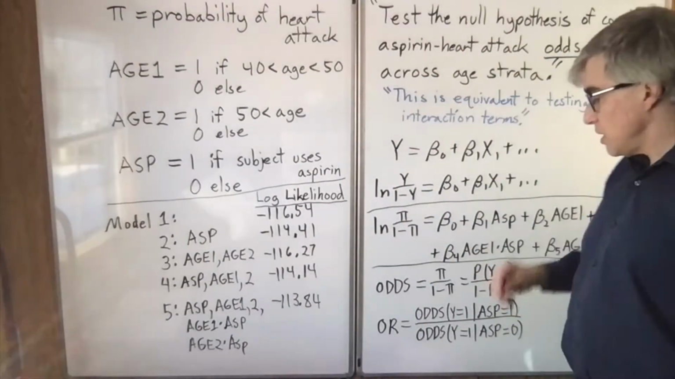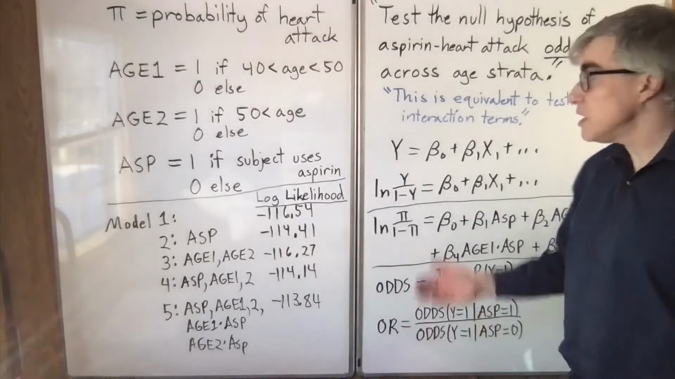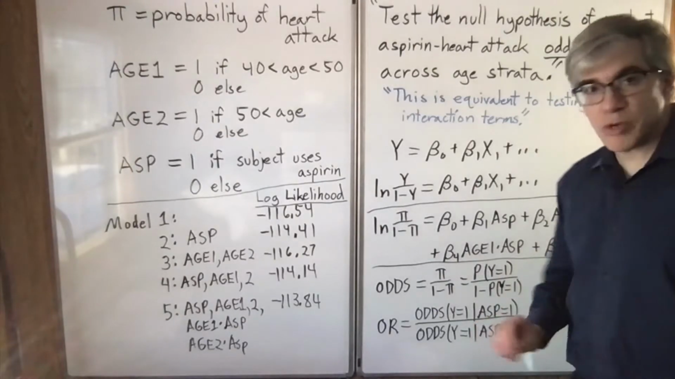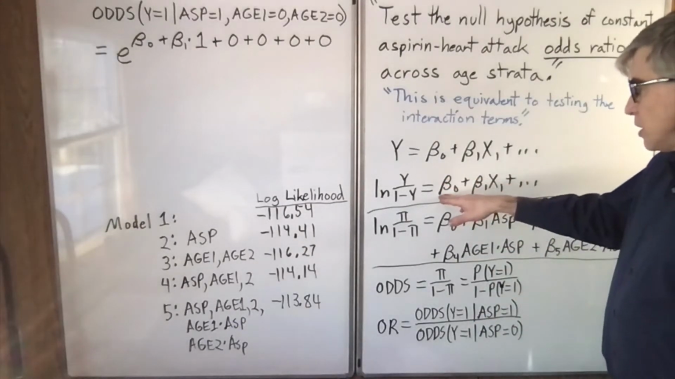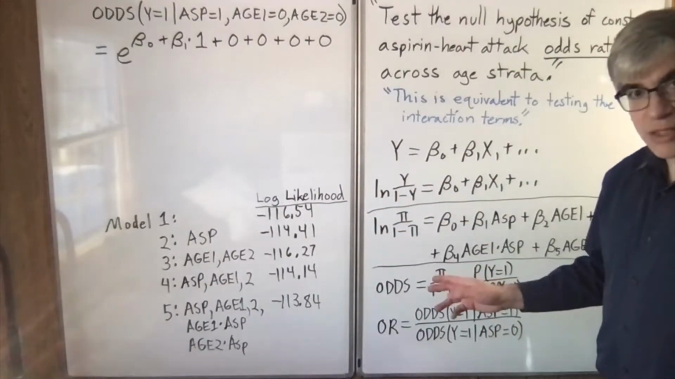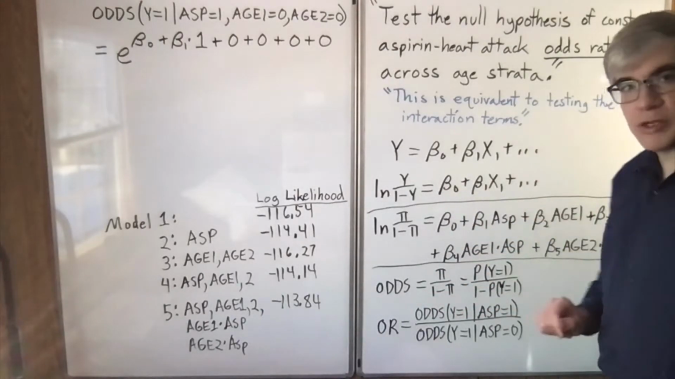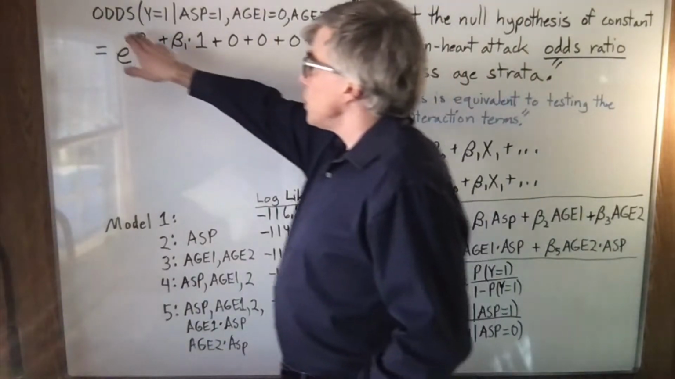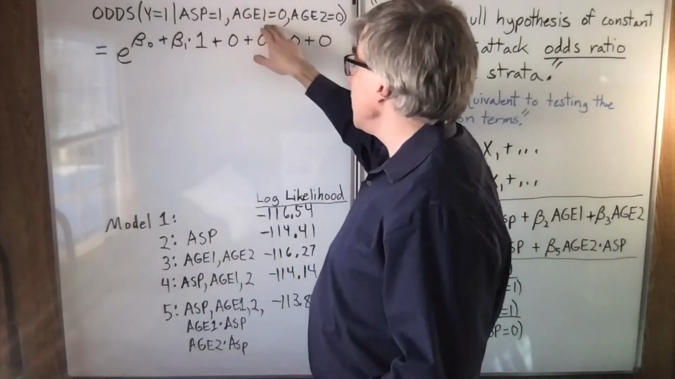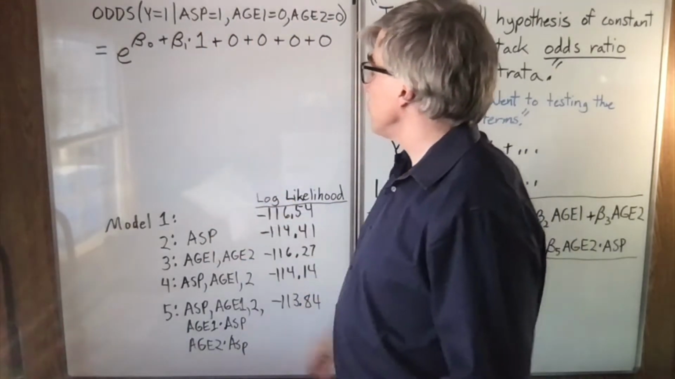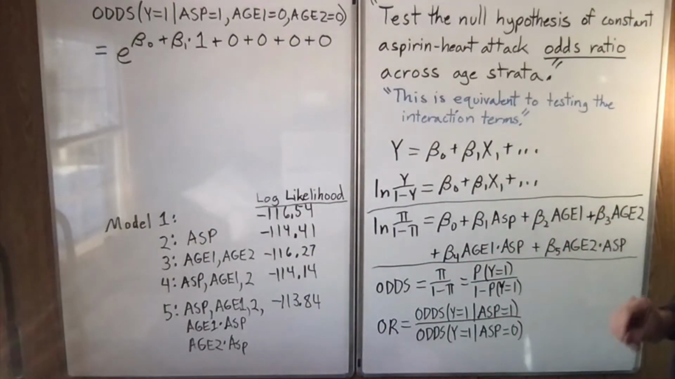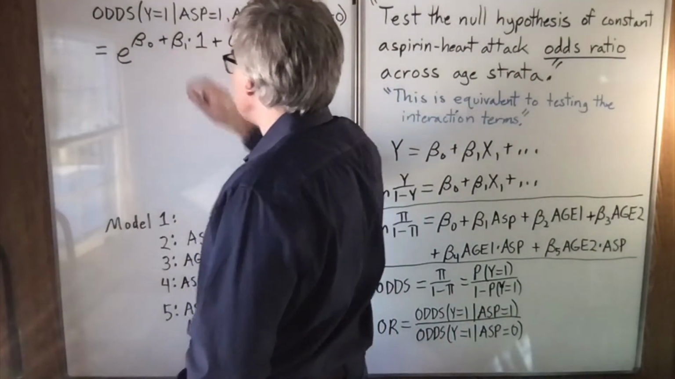Aspirin heart attack, the heart attack is the outcome variable that we're finding the probability of. The input variable is the aspirin. We're comparing, do you take aspirin versus don't you? In logistic regression, the linear expression is equal to the log of the odds. So if we want the odds, we would do e raised to that linear expression. And so the odds that y equals 1, you have a heart attack, given that aspirin equals 1, age 1 is 0, age 2 is 0, you're younger than 40, would be this expression. Plugging in 1, 0, and 0, most of the model cancels out. And we're left with e to the beta 0 plus beta 1.